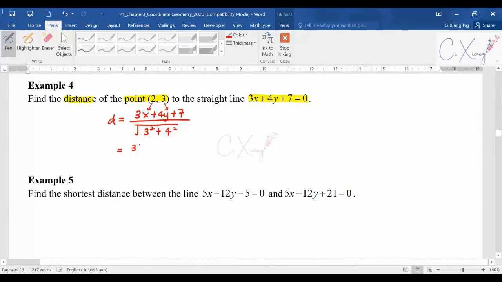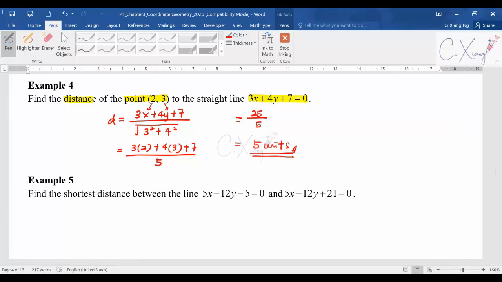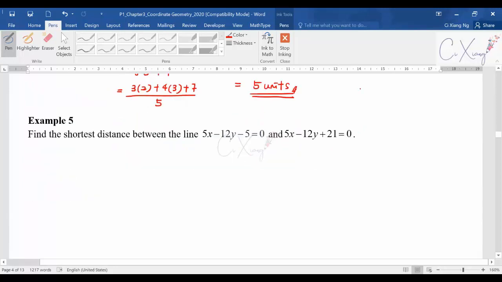So you should have 3 times 2 plus 4 times 3 plus 7, and then divided by, at the bottom part here, if you simplify, you get a 5. Okay, so if you continue further, then you have 25 over 5, and it equals 5. So the distance between the point and the line should be 5 units. Okay, so this is how we apply the shortest distance formula from a point to a line. Okay, so now we make it slightly harder.